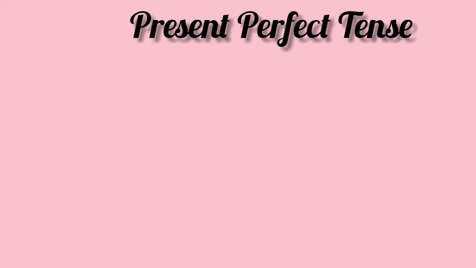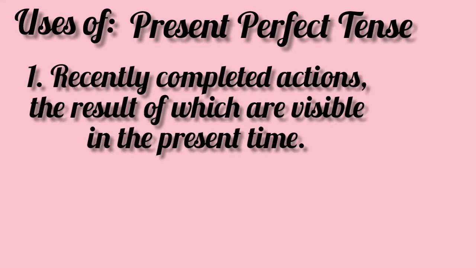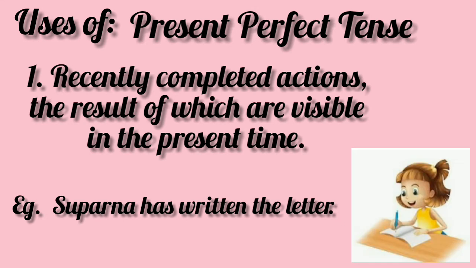Let us now continue with present perfect tense. We use present perfect tense to talk about first, recently completed actions, the results of which are visible in the present time. For example, Suparna has written the letter. That means the action has been completed recently and we can see the finished product, that is the letter.